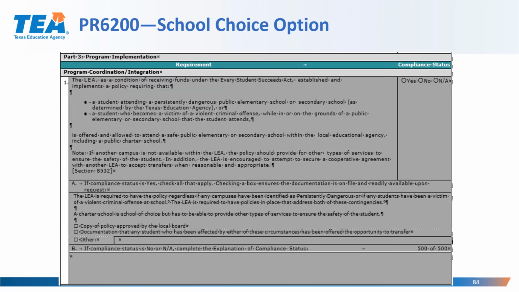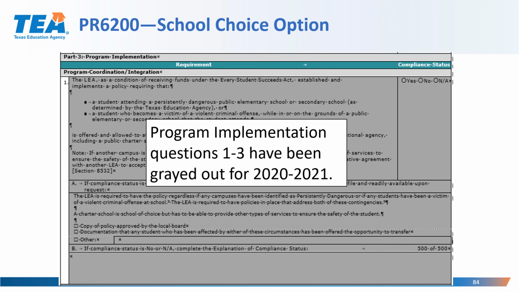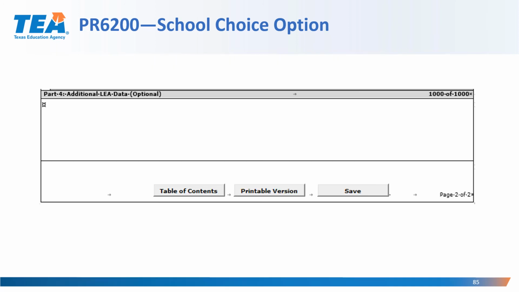Part 3 is the section that includes the program implementation questions related to the school choice option. These will be grayed out for the 2020-2021 compliance report. We do expect to reinstate the questions in the compliance report for the 2021-2022 school year. Part 4 is a space for the LEA to provide any additional data. It is optional.